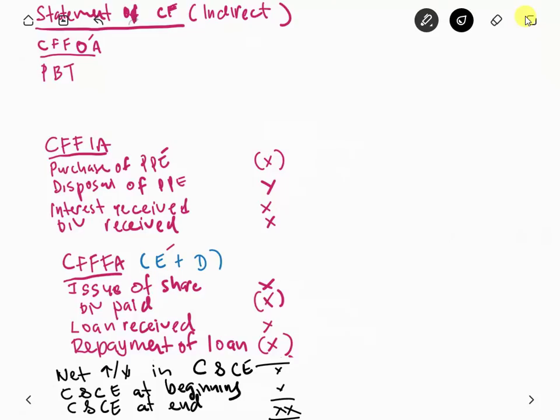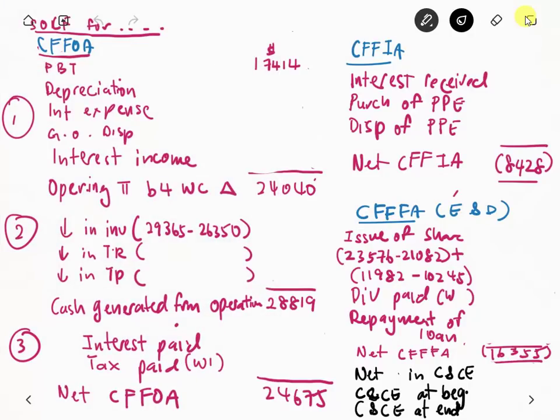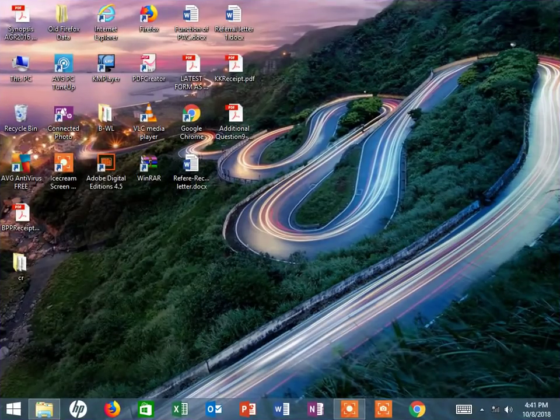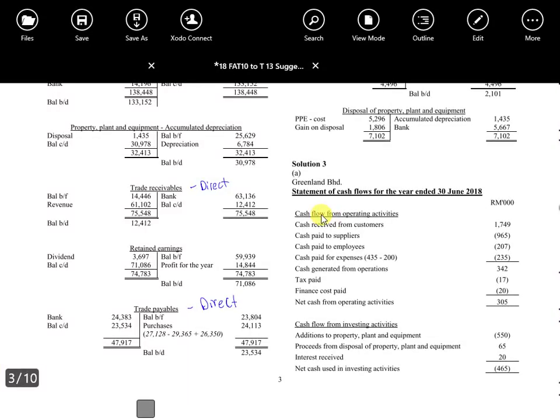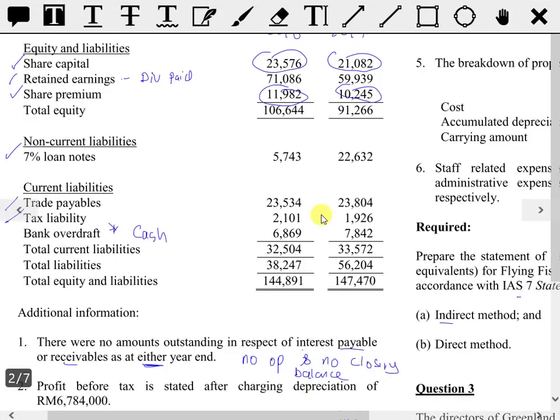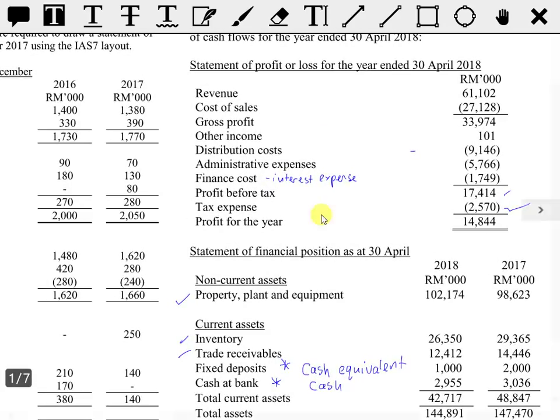Okay, the format part. So go back and familiarize with the format. Then question 2. We start with question 2, Tutorial 10.